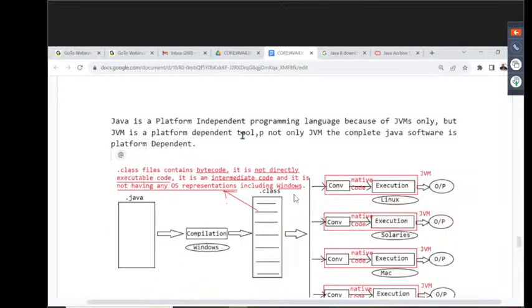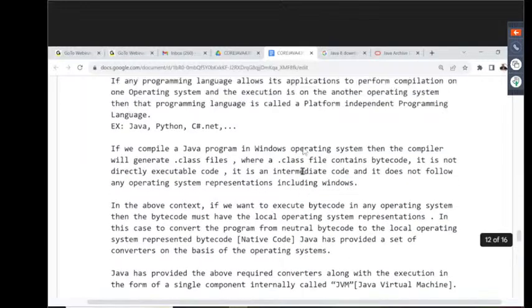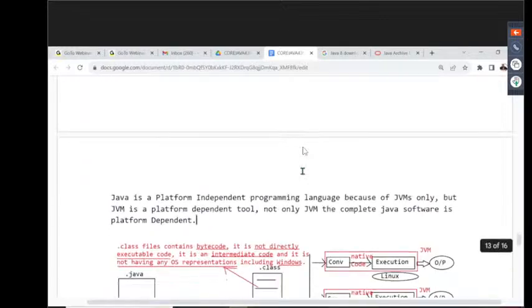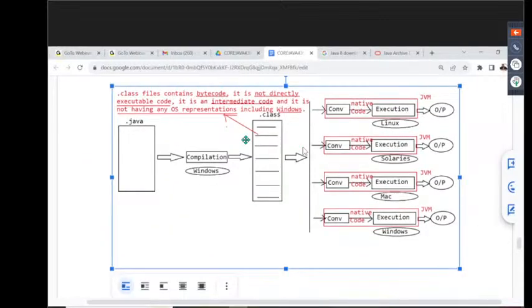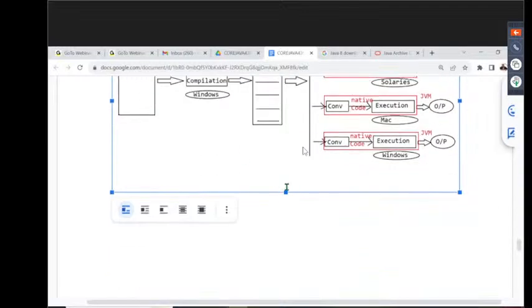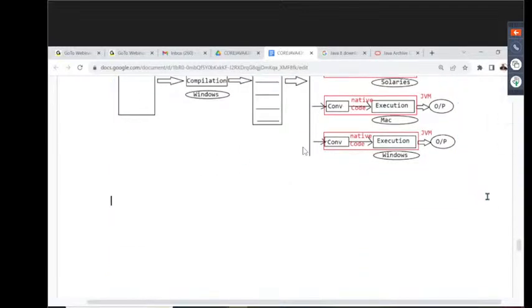Java is a platform independent programming language because of JVMs only. But JVM is a platform dependent tool. Not only JVM, the complete Java software is platform dependent. That's it. All the conclusions are given about this particular point. This is clearly the diagram we provided. Now I have an important interview question on the basis of this total discussion.